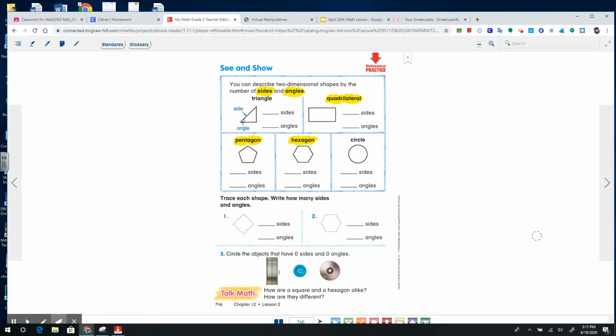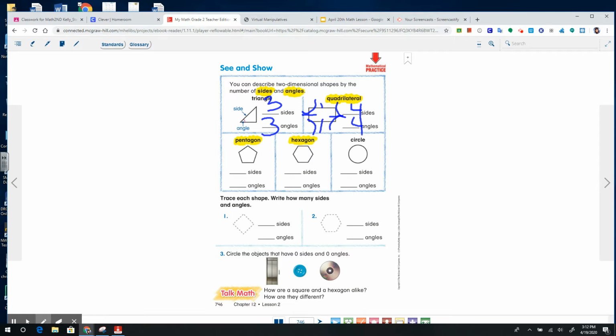So it says triangle, and you see the sides and the angles. So how many sides are there in a triangle? There's 1, 2, 3 sides. And there's how many angles? 1, 2, 3 angles. So I can put on here 3 and 3. On a quadrilateral, which means you've got your 4, quad being 4. So let's count 1, 2, 3, 4, 4 sides, and 1, 2, 3, 4 angles.